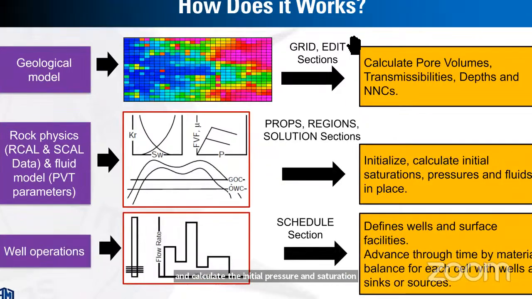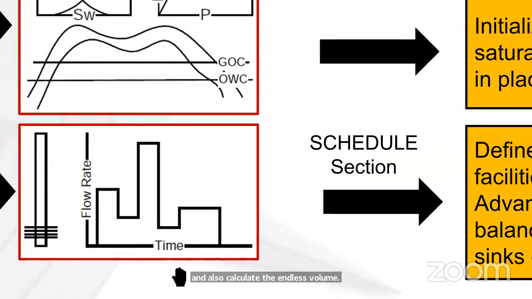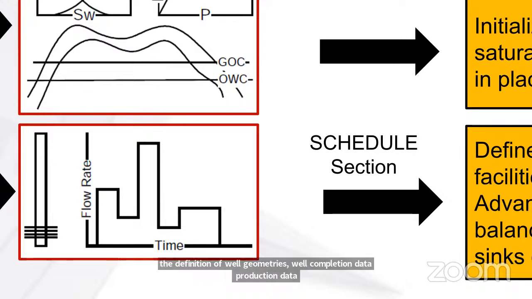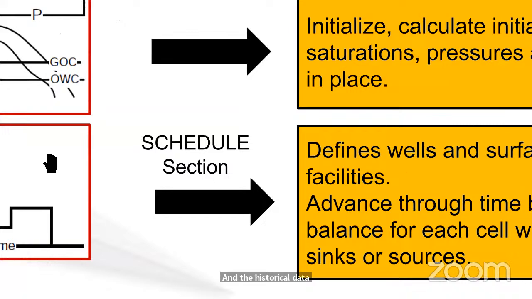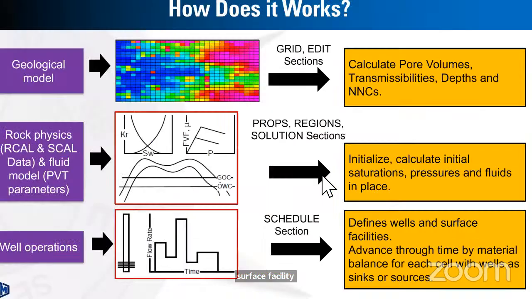Last step is to define well operations by the definition of well geometries, well completion data, production data, and the historical data to define a particular development strategy. This will be in the schedule section. So in the schedule section, you will define wells and surface facility and define the time step of your simulator.